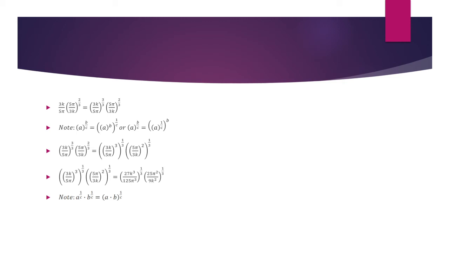For the next piece, whenever we have a raised to the 1 over c power, and we multiply by b raised to the 1 over c power, that's the same thing as multiplying a times b and then taking the 1 over c power. So the way to think about this is they both have in common the root, so you can factor out the root and apply it later. So in our case, we have the same roots, they're cube roots. So we could just take the two insides and then multiply them.